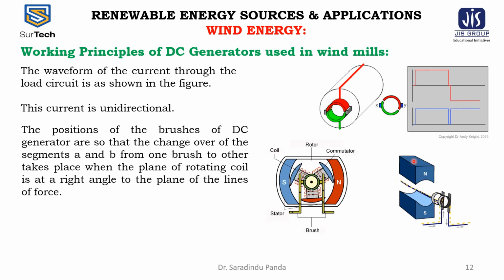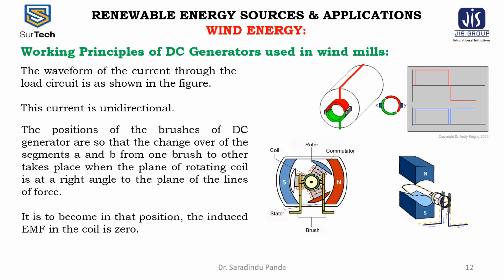The positions of the brushes of a DC generator are such that the changeover of the segments A and B from one brush to the other takes place when the plane of the rotating coil is at a right angle to the plane of the lines of force. This is brush A and brush B. In that position, the induced EMF in the coil is 0.